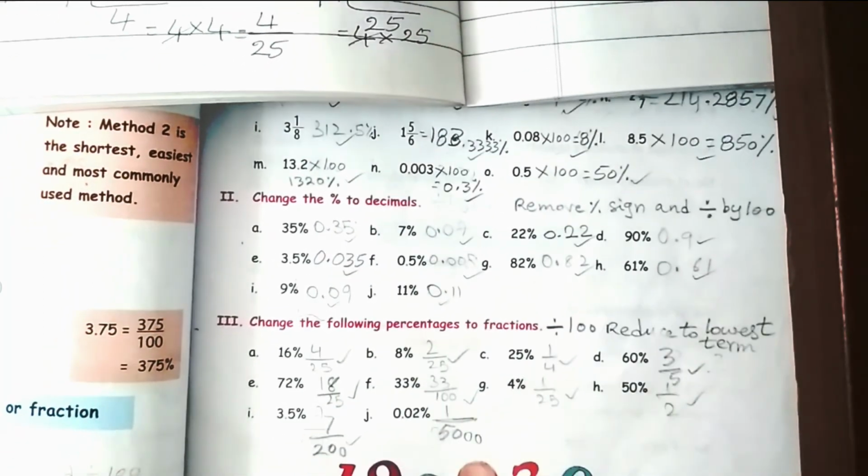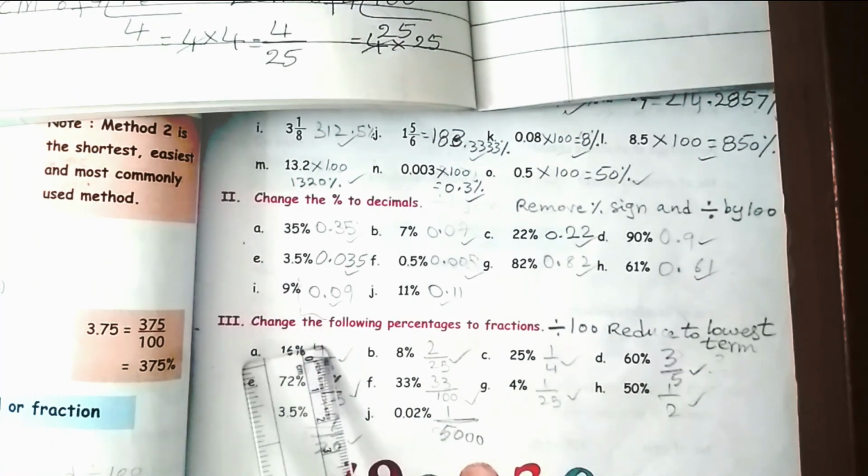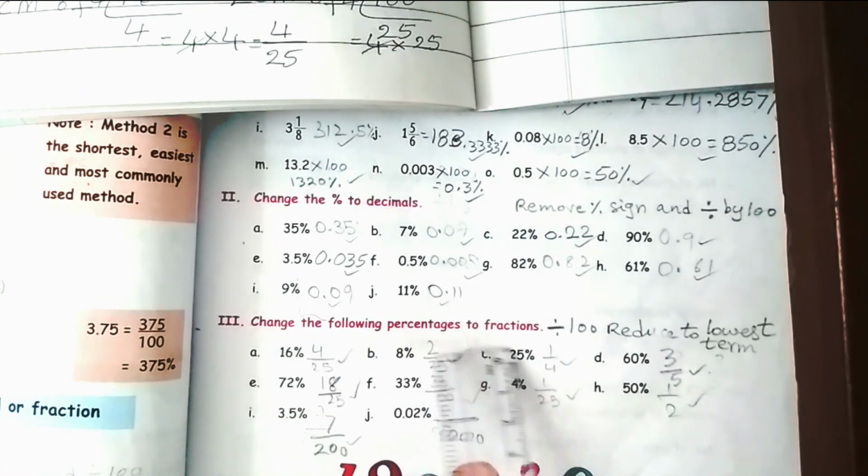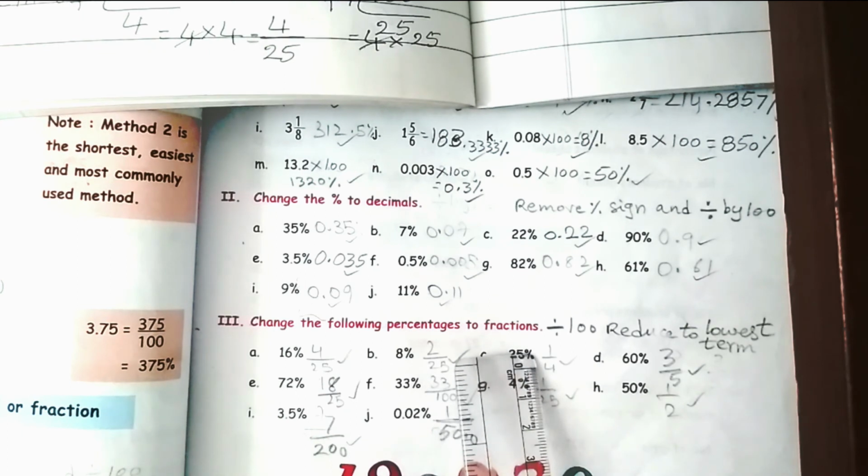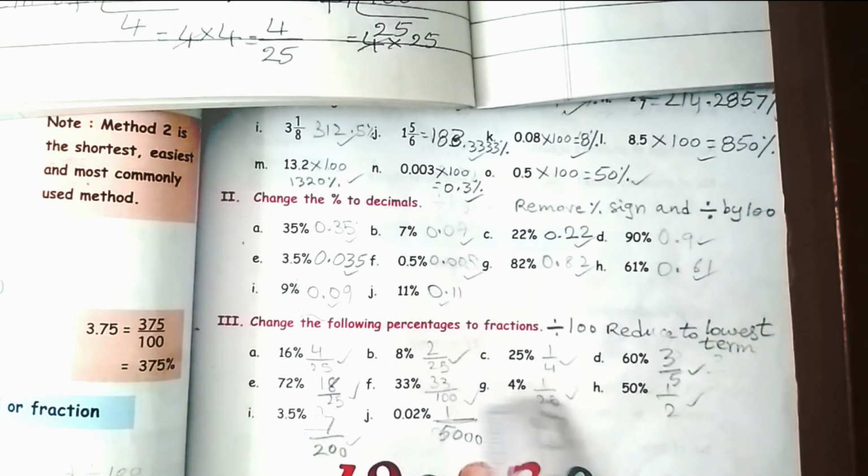Now we shall move to the third question. See, change the following percentages to fractions. That means divide by 100 and reduce to lowest terms wherever it is possible.